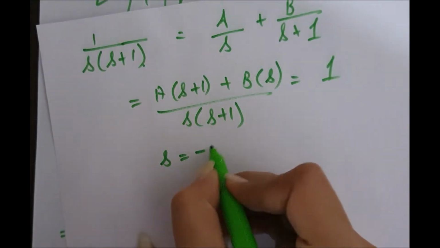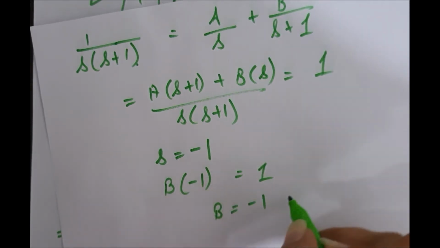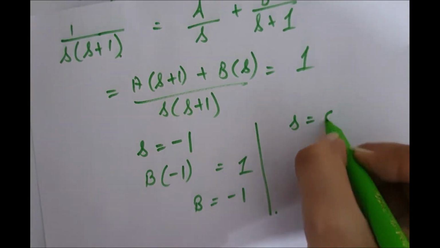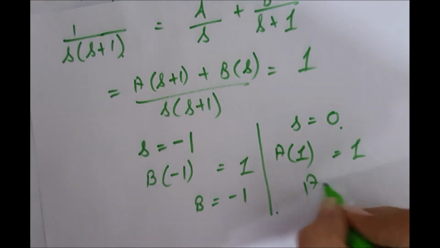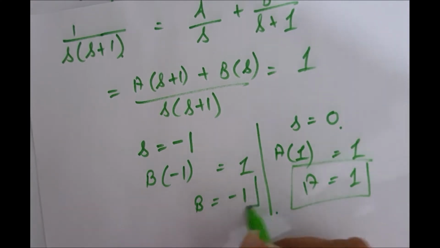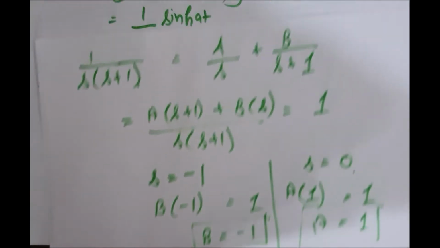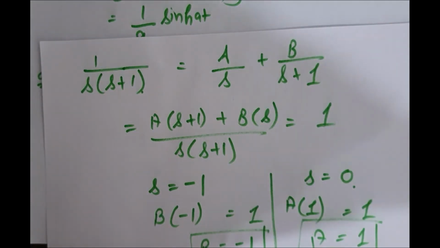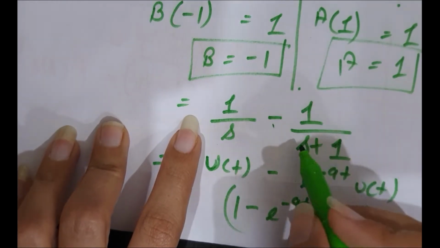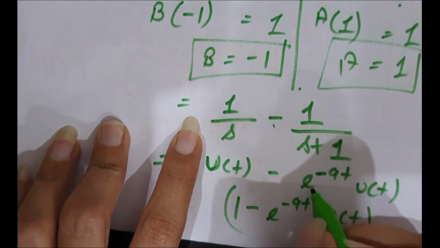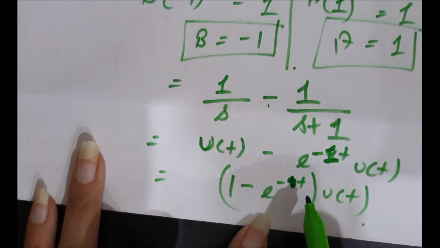Here put s is equal to minus 1, then this is 1, so b will come out to be minus 1. Now again put s is equal to 0, so this will be 0, we are left with only this, so a will come out to be 1. a comes out to be 1, b comes out to be minus 1, put it here: it will be 1 upon s minus 1 upon s plus 1. Laplace inverse of 1 upon s is u(t). Here minus 1 upon s plus 1, Laplace inverse is exponential minus t. So the result is 1 minus exponential minus t, u(t).